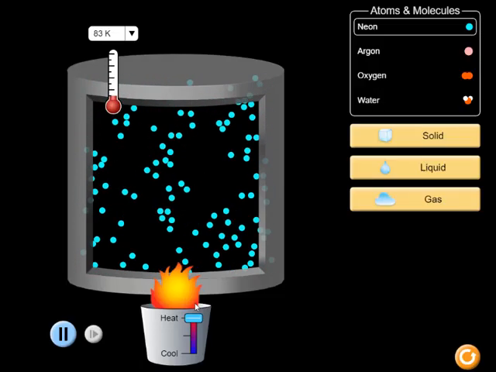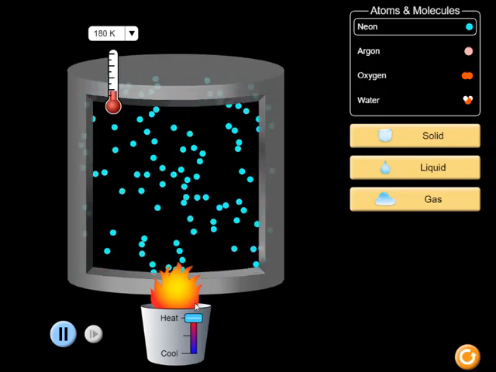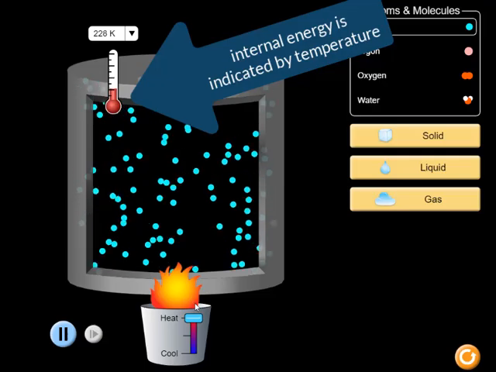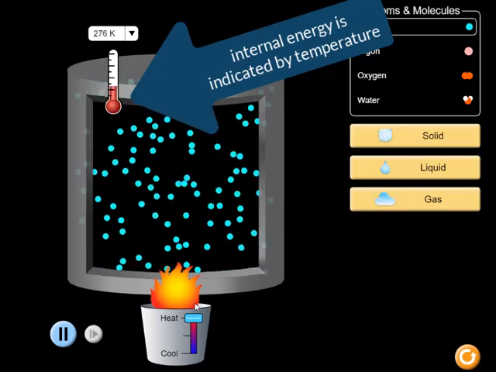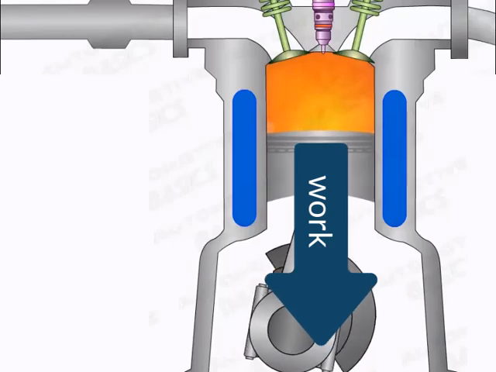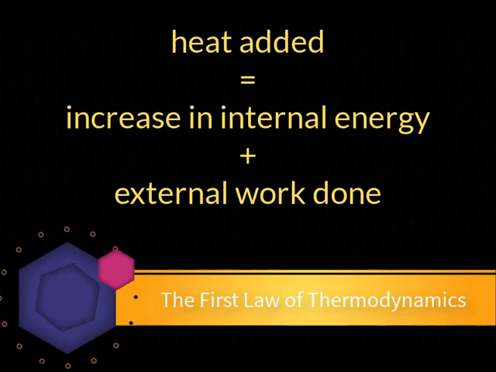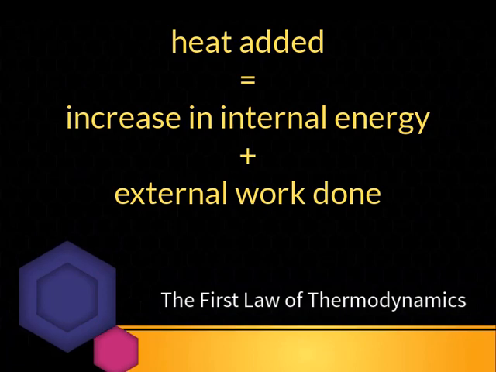If we add heat energy to a system, the added energy does one or both of two things: increases the internal energy of the system if it remains in the system, or does external work if it leaves the system. So the first law of thermodynamics states, heat added equals the increase in internal energy plus the external work done by the system.